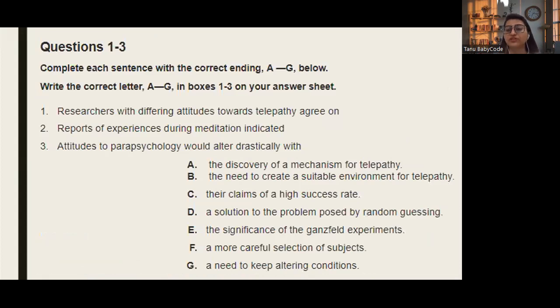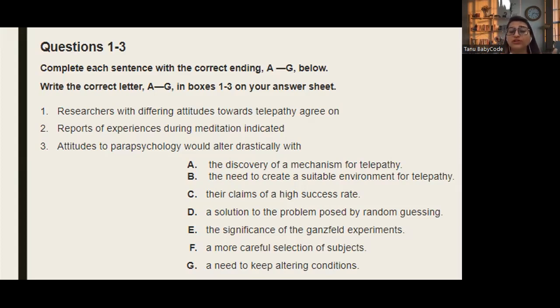Here are the questions on my screen. Questions number 1 to 3. Now what you have to do is, these are the incomplete sentences, questions number 1, 2, and 3. You have to complete these sentences with their possible endings. So what are the endings here? A to G are the possible endings. You have to match 1 to 3 from the options A to G.